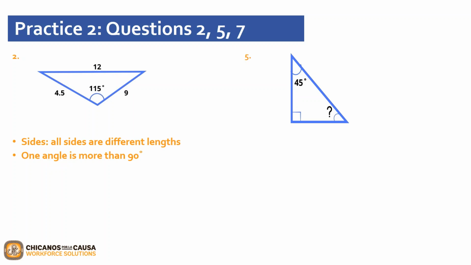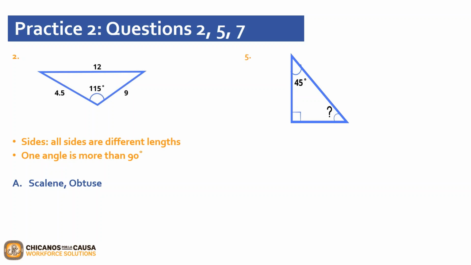With an obtuse triangle, you have one angle that is greater than 90 degrees. And in this case, it's 115 degrees. So by looking at all the properties for the different triangles when we're classifying them by length and by angles, we can determine that this triangle here for question 2 is a scalene and obtuse triangle.